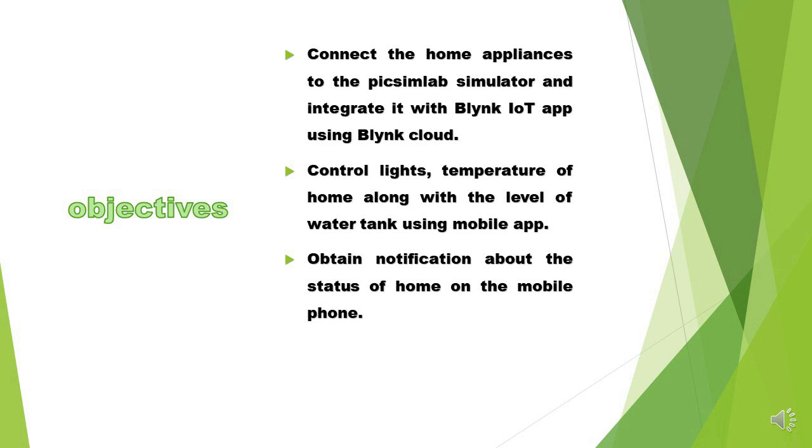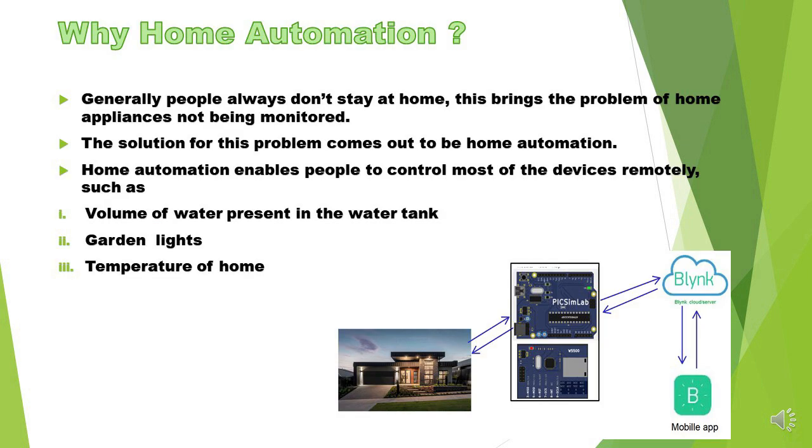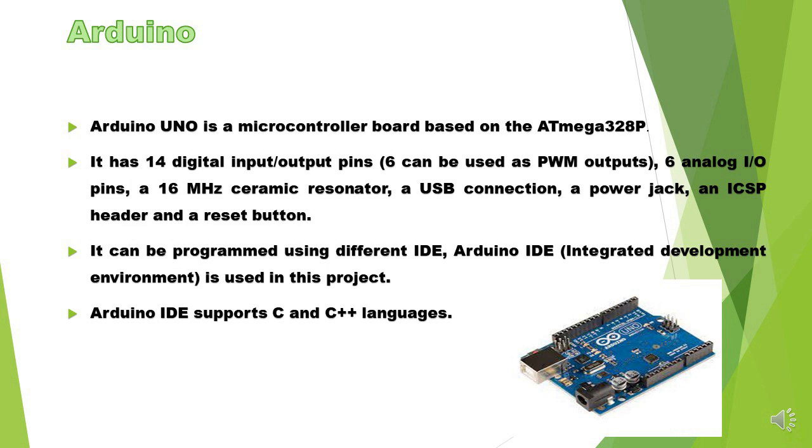And the next slide, why home automation? Generally people don't stay at home, so there is the problem of home appliances not being monitored. The solution for this problem turns out to be home automation. Home automation enables people to control most of the devices remotely, such as the volume of water present in the water tank, garden lights, the temperature of the home, and so on. Now the Arduino Uno. So we are going to discuss it.